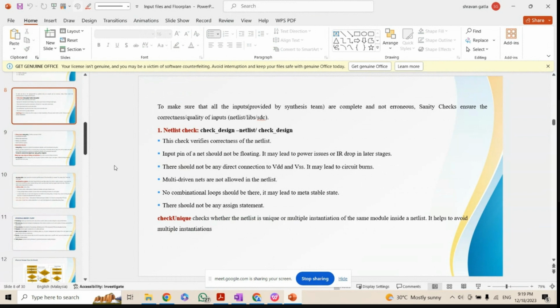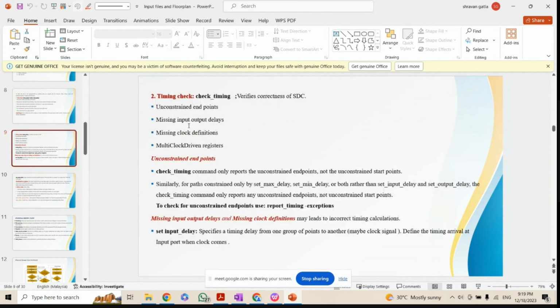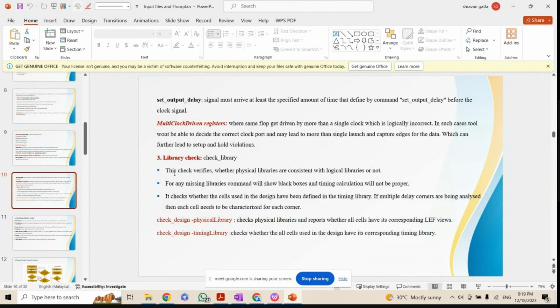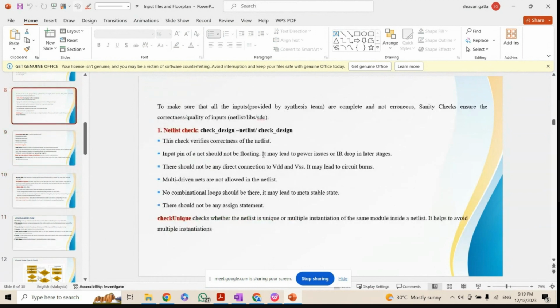Before we consume or take the inputs from others, like you get the inputs from different teams, you need to ensure that all the inputs are correct and the quality is good. That's the reason we perform the sanity checks. Basically, in the sanity checks we perform three types of checks: one is the netlist check, the timing check, and also the library check. Only three types of checks we perform in the sanity checks.